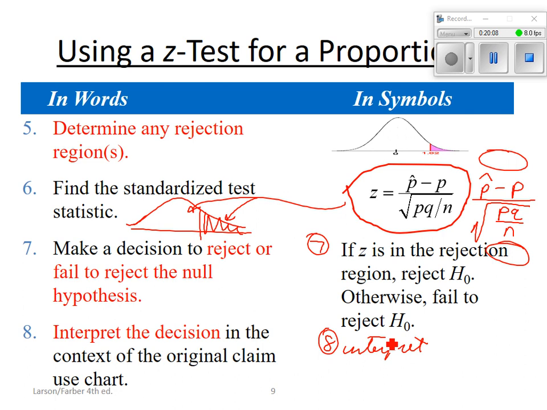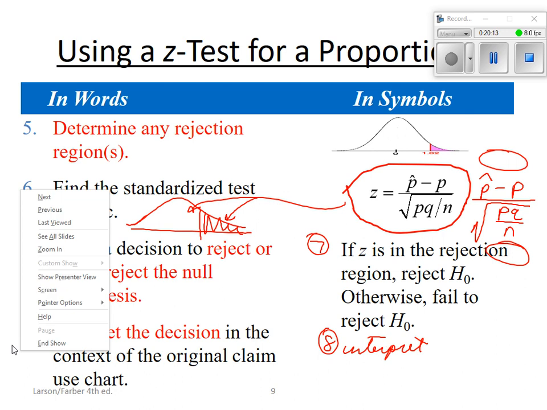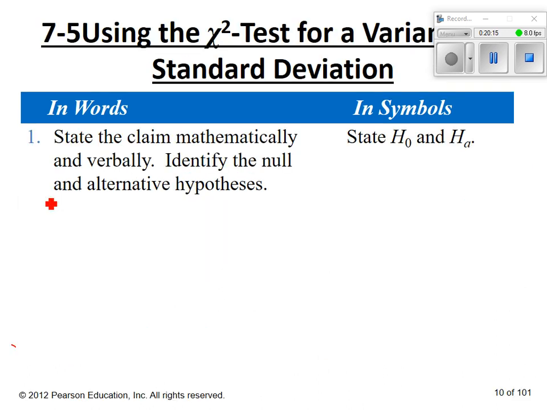I think that was section, what was that? 7.4? That was 7.4. Yeah. Then the last section, 7.5, dealing with variance. This one's a little different because you're doing the chi-squared stuff. So it's dealing with variance and standard deviation.